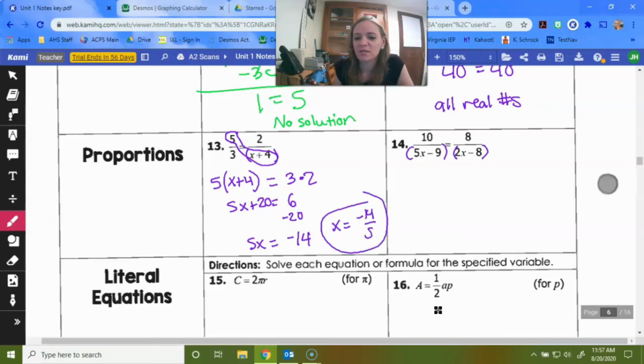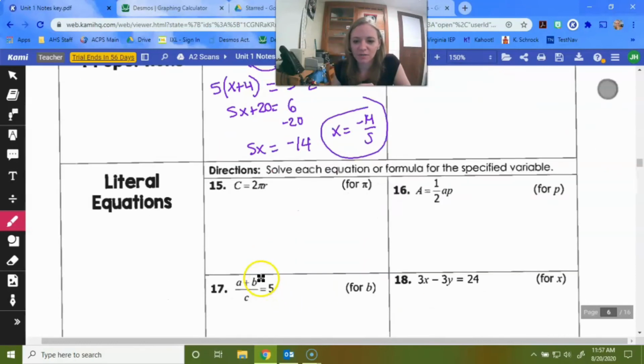And then this one, same idea. So distributive property with this 10, distributive property with this 8. I'll let you try that on the next pause.